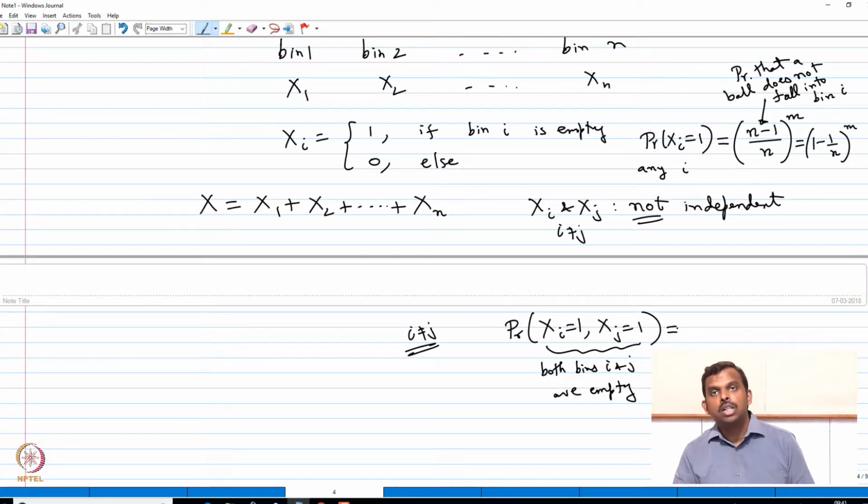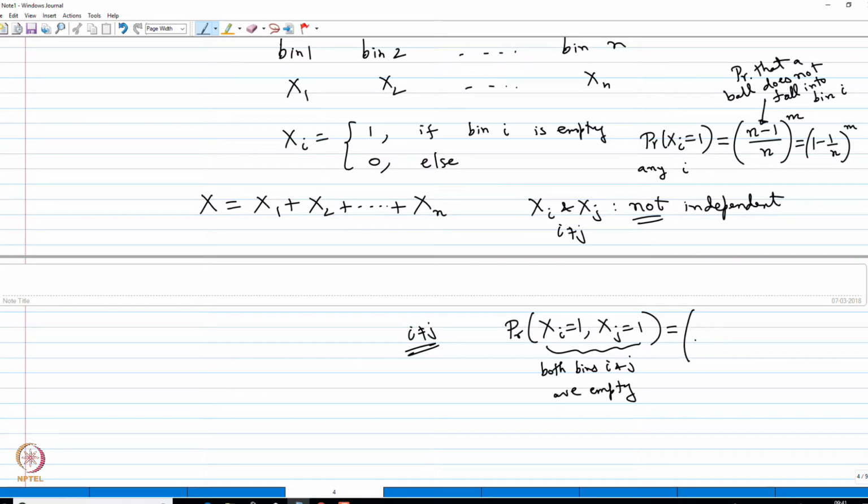Okay, so it turns out this is also not too bad to calculate. What's the probability that both bin i and bin j are empty? Every ball that you throw should not fall into either bin i or bin j. It's allowed to fall only into the other n minus 2 bins. So using the same sort of logic, you see this works out as n minus 2 by n raised to the power m. So 1 minus 2 by n raised to the power m.